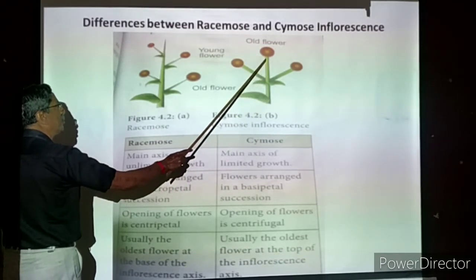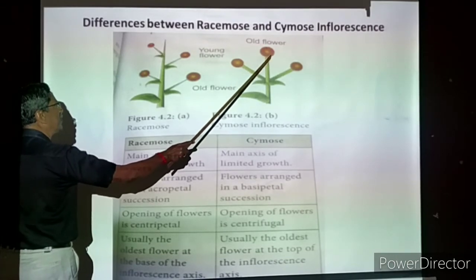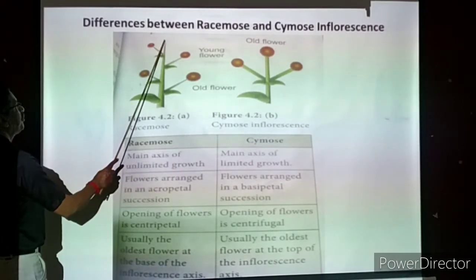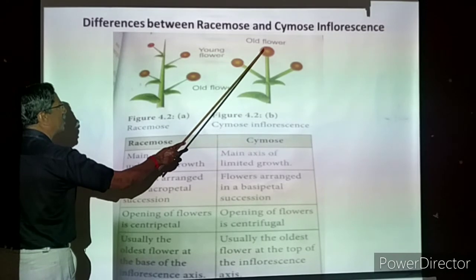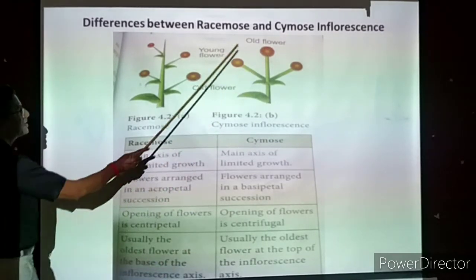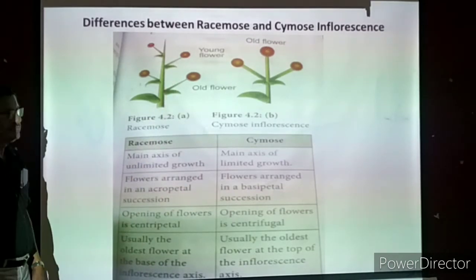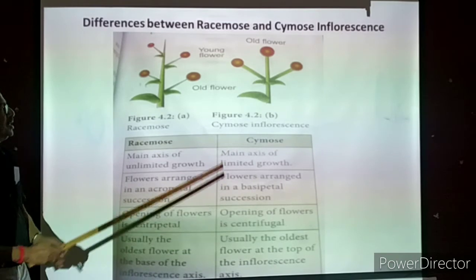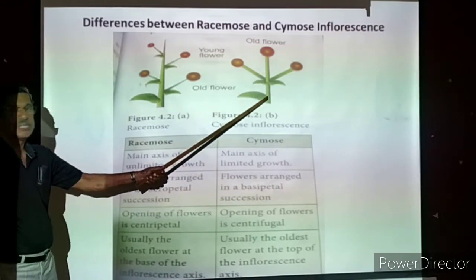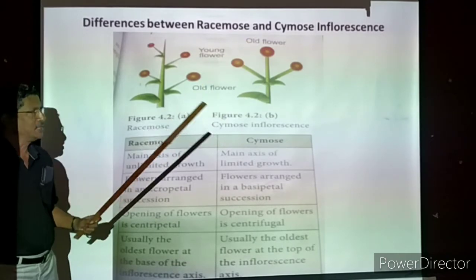It is growing, but once it grows up to a certain distance, the first flower will appear on the tip. Here there is no flower at the tip, but here the first flower will be formed on the tip. It is the first formed flower. Once the flower is formed, the peduncle growth will be stopped. So, the peduncle is having limited growth, determinate growth. That is called a determinate inflorescence, we can say.